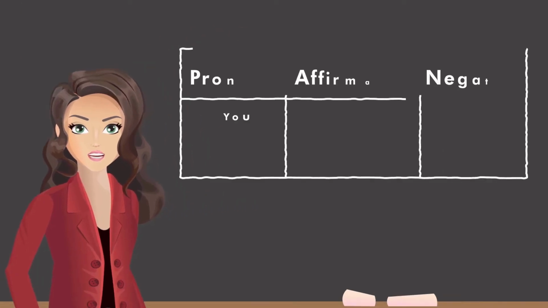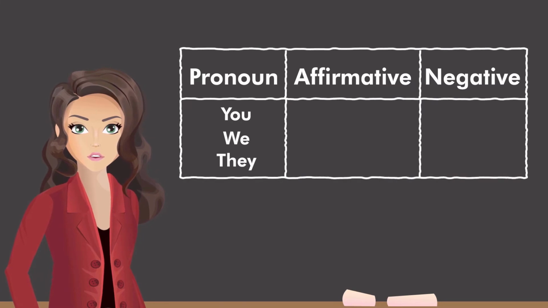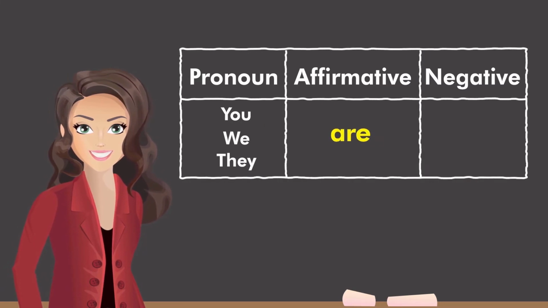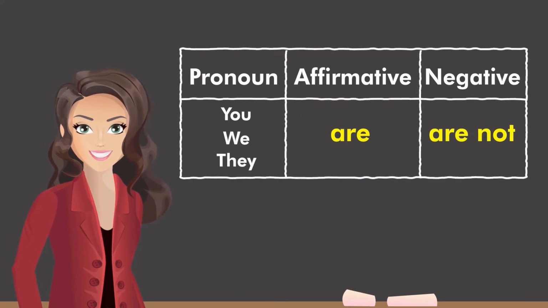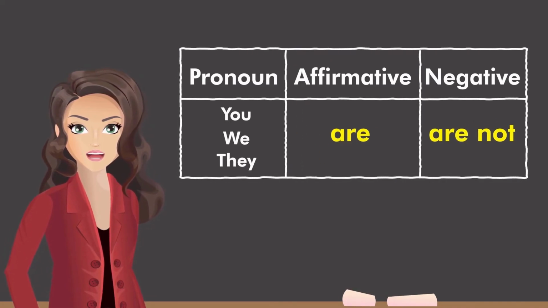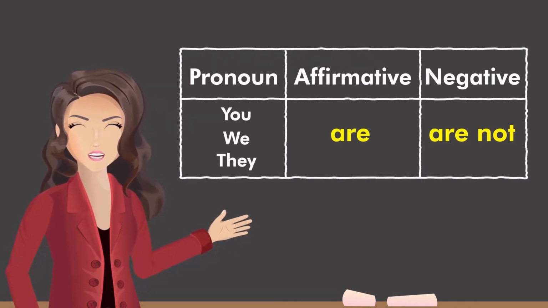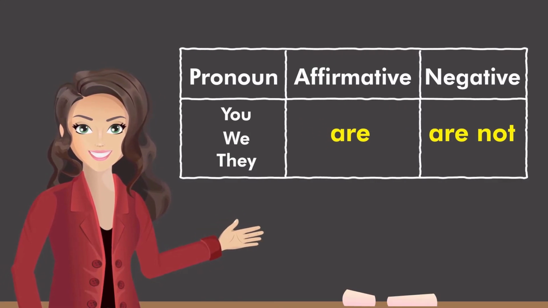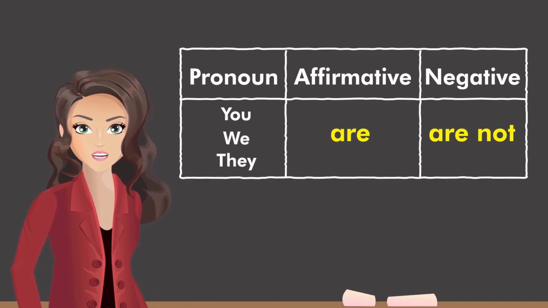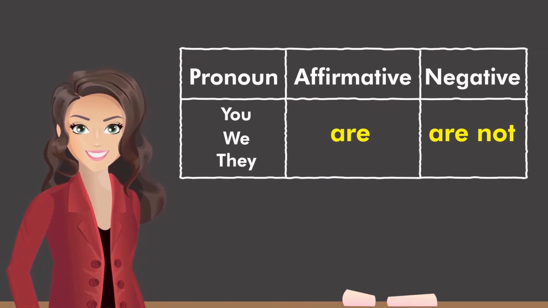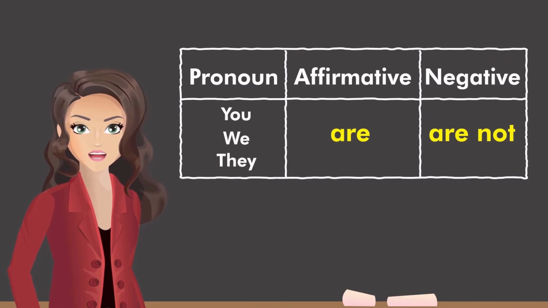Let's move on to pronouns you, we, and they. You would say, you are. You are not. Repeat after me, please. You are. You are not. We are. We are not. They are. They are not.